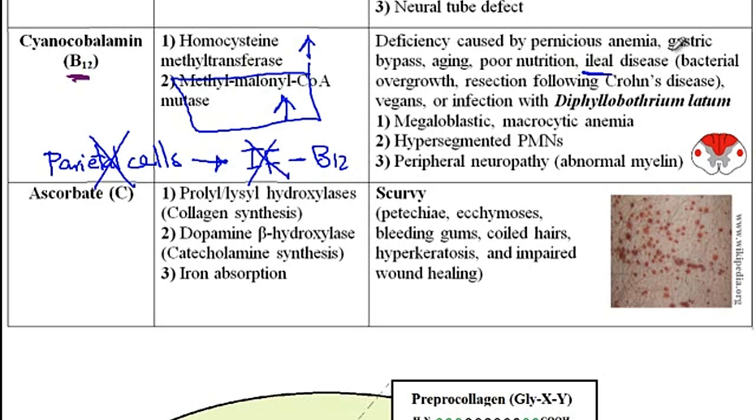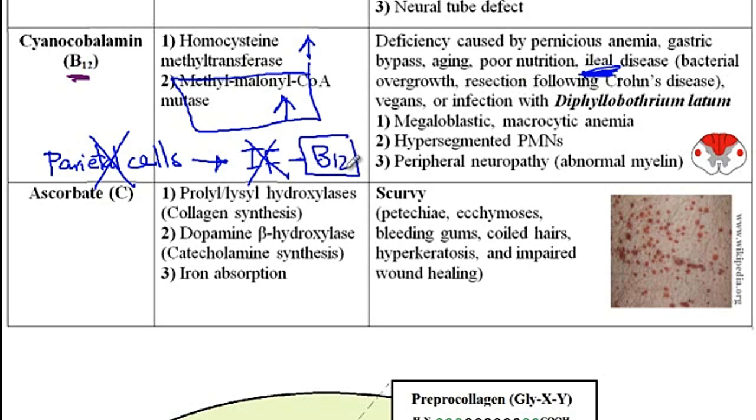Other causes of B12 deficiency include gastric bypass, aging, poor nutrition. In addition, in vegans, there is also vitamin B12 deficiency. And then finally, ileal disease. So intrinsic factor B12 needs to be absorbed in the ileum. So if there is an ileal disease, like for instance from bacterial overgrowth or resection of the ileum in patients with Crohn's disease, then there would be vitamin B12 deficiency.